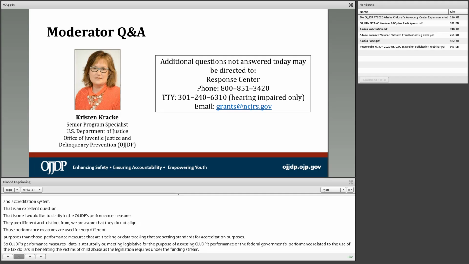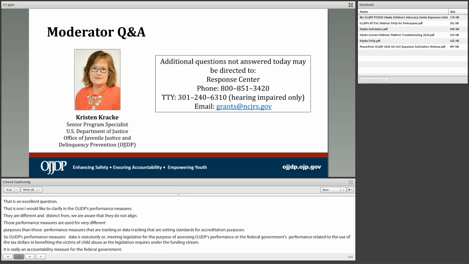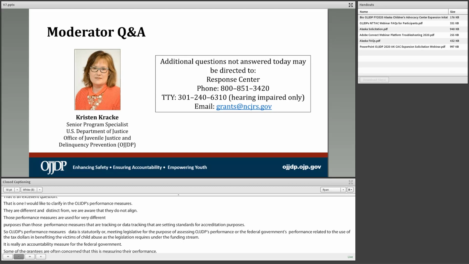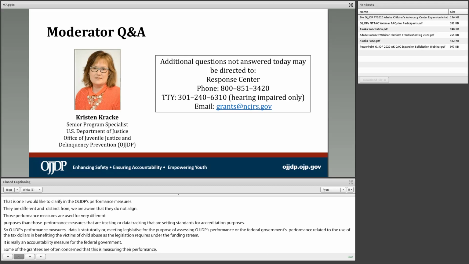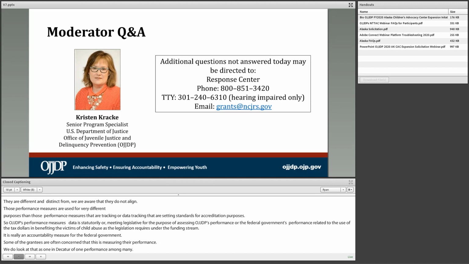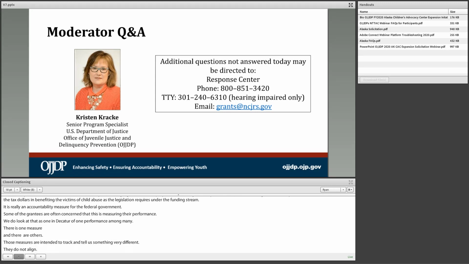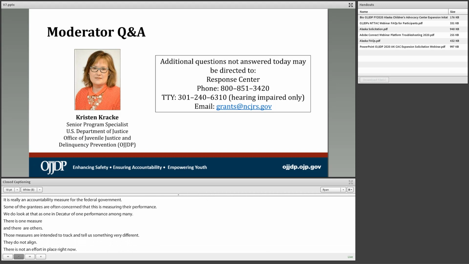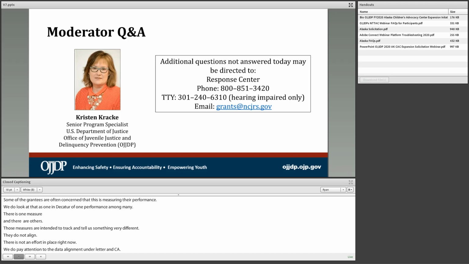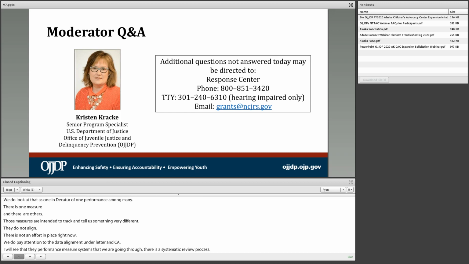Some of the grantees are often concerned that that is measuring their performance. We do look at that as one indicator of grantee performance amongst many. So it's just one data point. There's a lot that goes on in terms of program implementation. But those measures are intended to track and tell us something very different than the accreditation. So they do not align. There is not an effort in place right now to align them, although we do pay attention to the data alignment under NCA. And I will say that we are going through a systematic review process of the performance measures system right now, so there may be subsequent changes to performance measures, but there's not an effort right now to align them.